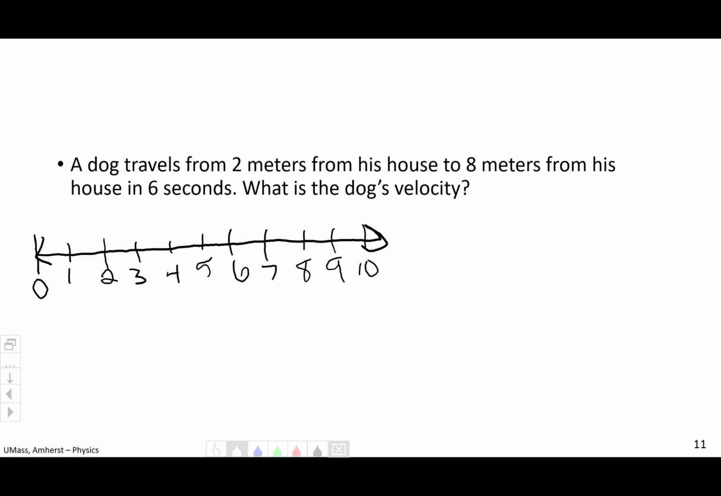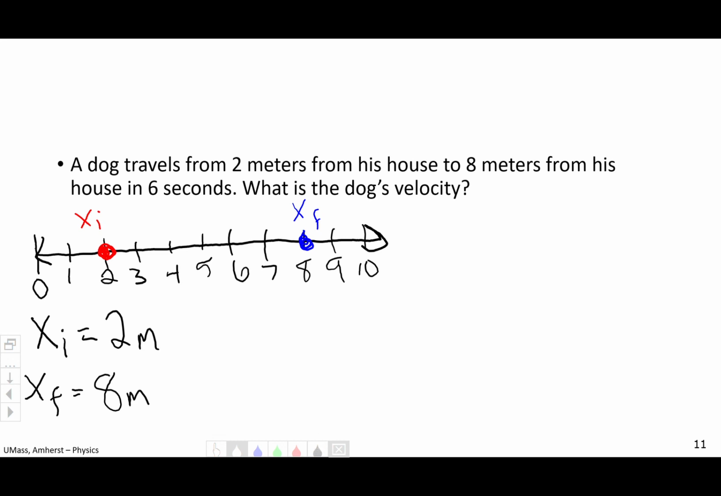We need to identify what we're told. So what we're told is that he travels from 2 meters from his house. So that tells me that is our position initial, 2 meters. So we start here. And then we go 8 meters from his house. So that tells me that is our final position, and our final position is here. And we do that in 6 seconds.